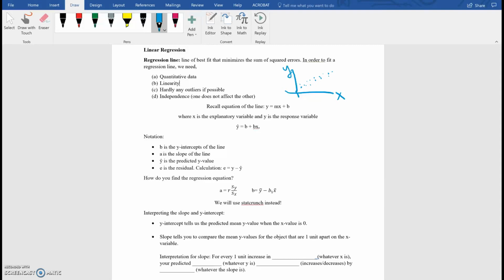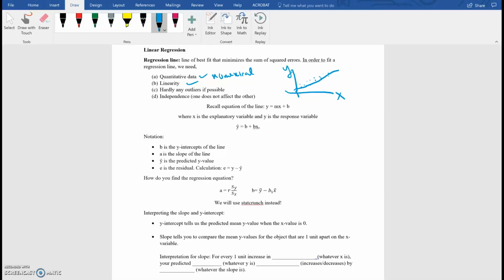So in order for us to fit a best line through this data, we are trying to minimize our errors. The only way that we can do this is if we have quantitative data, right? Which is basically numerical data, so you can just go ahead and write numerical here. That's basically what I mean. We need linearity, right? We need to make sure that everything is linear. It looks like some sort of a linear pattern. We do not want anything that looks curving or that doesn't follow anything linear at all. You cannot use linear regression.